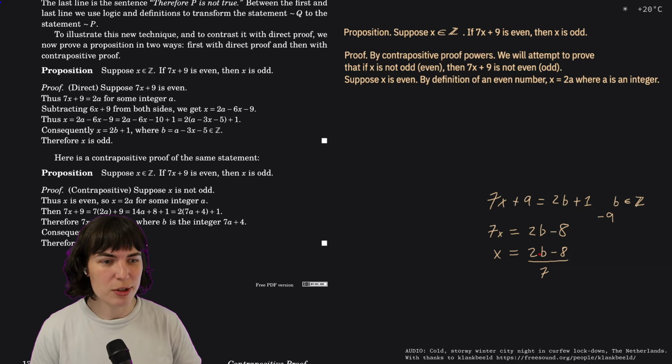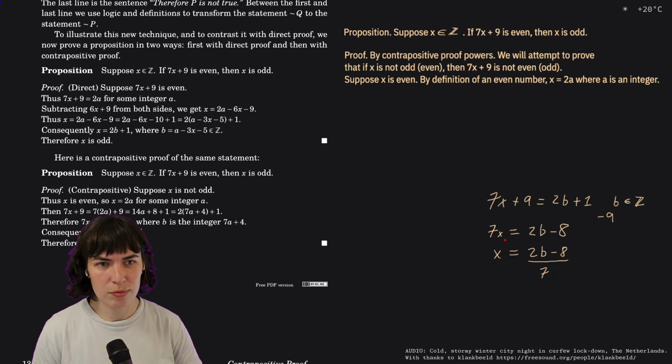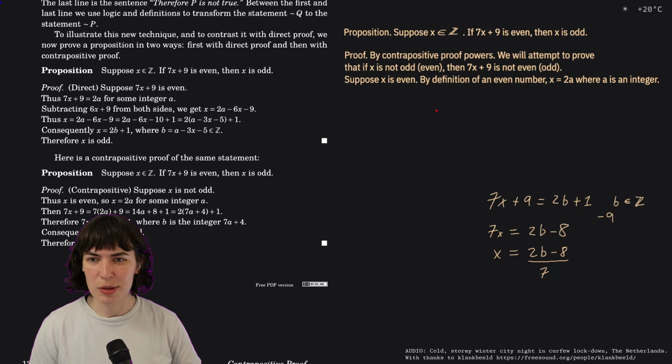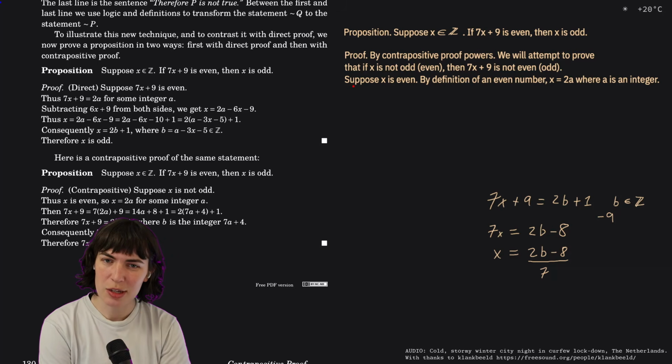Okay, this looks like complete nonsense. Okay. Well, anyway, give it a go. Let's see what the actual proof says. Okay, suppose... Right, okay, so he's starting off with doing it direct proof-wise. He's got if 7x plus 9 is even, then x is odd.